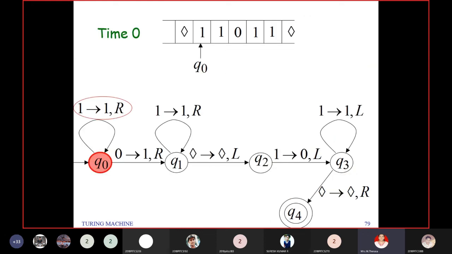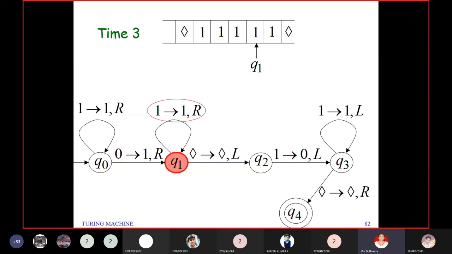Okay, so we'll see how it works. At Q naught, when we read 1, you have to keep that as 1 and move right. When you are in Q naught and you read 0, what you're supposed to do is move to Q1, change that 0 into 1, and move on.